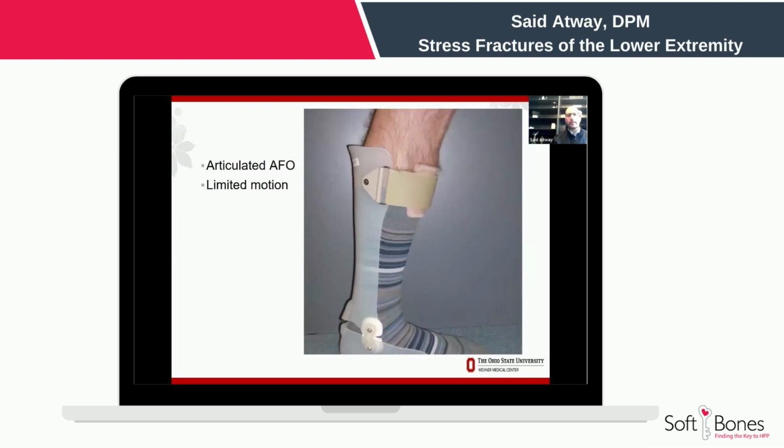And an articulating AFO. This is an AFO that would still allow the ankle to move up and down, ankle dorsiflexion and plantar flexion, but limit some of that varus valgus, so that supination to pronation. So with these patients with the genu varum, that would help to hold the patient in a more neutral position and hopefully limit the excess pressure to the outside of the foot or ankle.